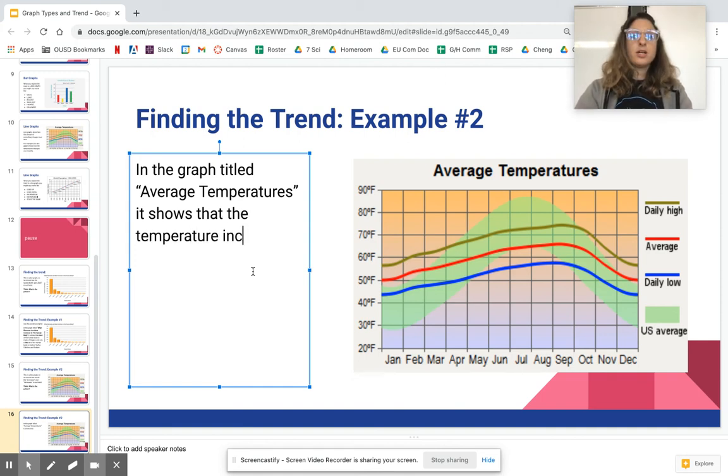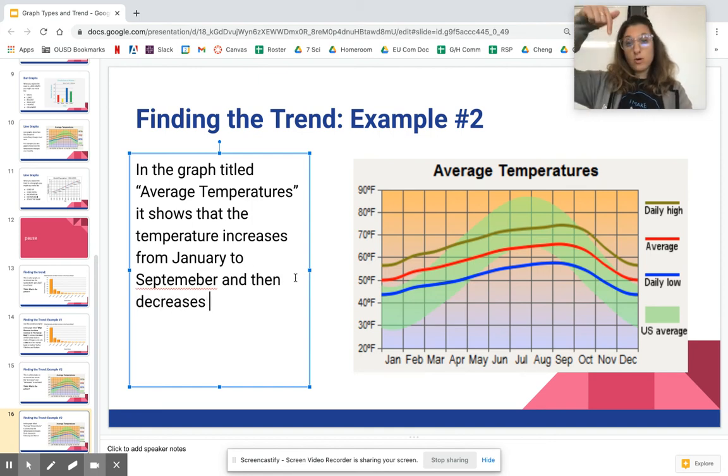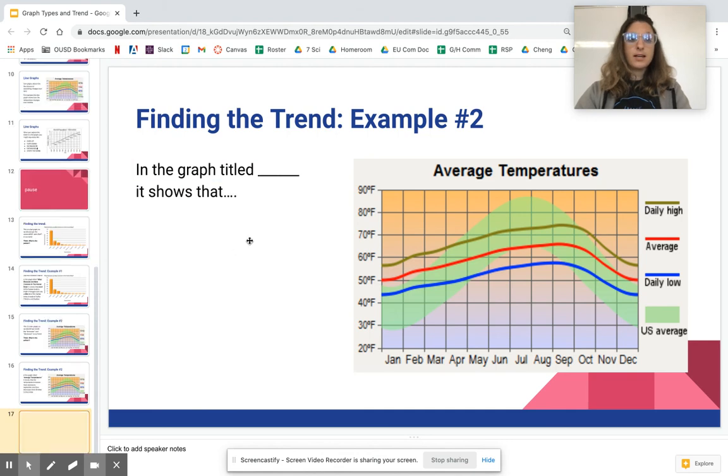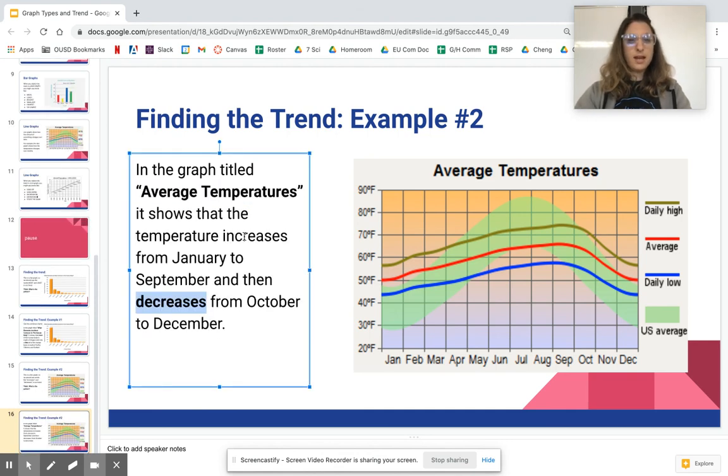The temperature increases, goes up from January to February, and then, not February, see, again, mistakes, gotta think while you write. And then decreases, goes down from October to December. And I made a mistake, September. So I made sure that my graph title had quotation marks. And then I used words like increases and decreases. That's how you write the trend for a line graph.